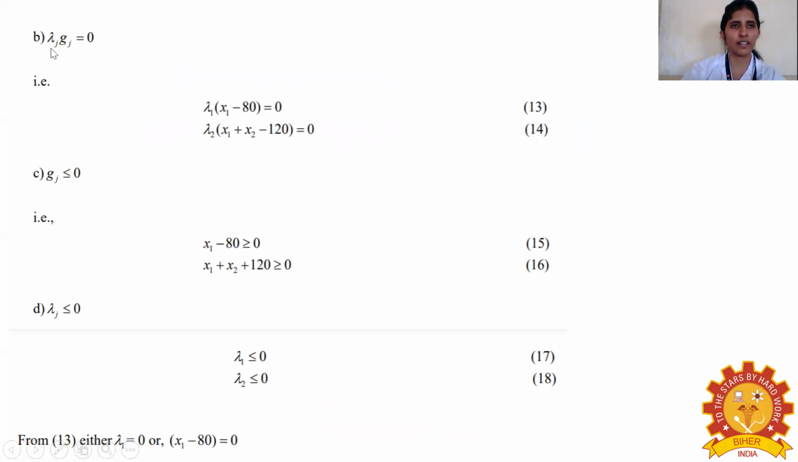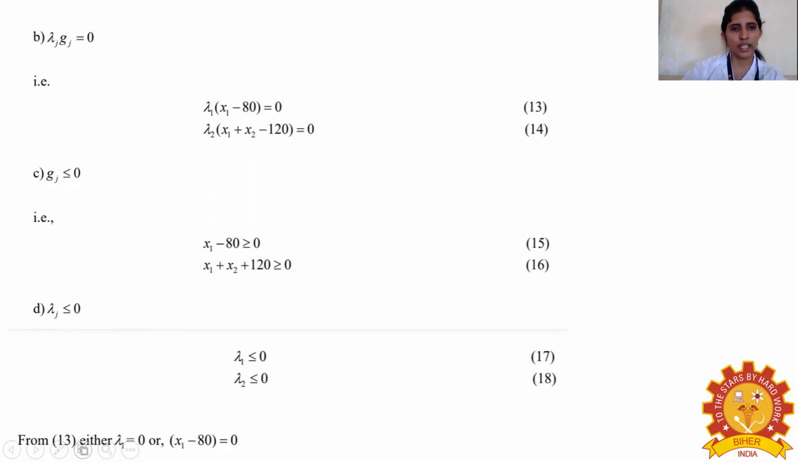And then again the next step would be lambda j into gj to be equal to 0. So lambda 1 into x1 minus 80, this is the first constraint, and lambda 2 into x1 plus x2 minus 120 to be equal to 0, this is the second constraint. And gj must be less than or equal to 0, so the first constraint and second constraint must be greater than or equal to 0. Okay, since this is a minimization problem, we are specifying it as greater than or equal to, and lambda j must be less than or equal to 0. So lambda 1 less than or equal to 0 and lambda 2 less than or equal to 0. And we name it as equation 17 and 18.